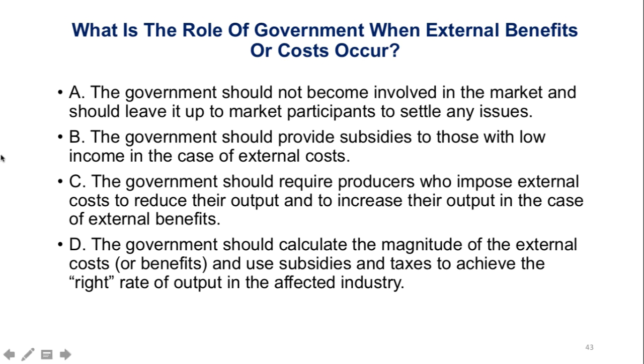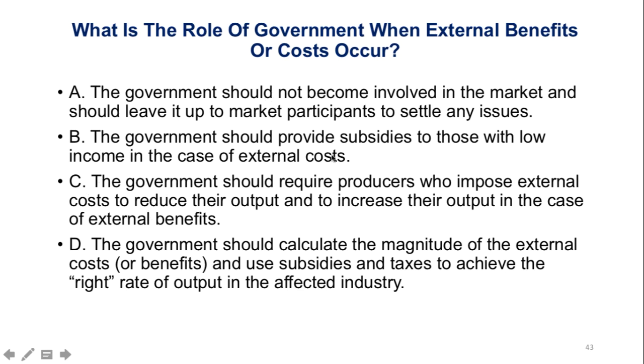So let's see if we had enough in this lecture. What is the role of government when an external benefit or cost occurs? It's a basic multiple choice question. Is the role of government that the government should not become involved in the market and should leave it up to the market participants to settle any issues, basically letting Adam Smith's invisible hand take care of the market?